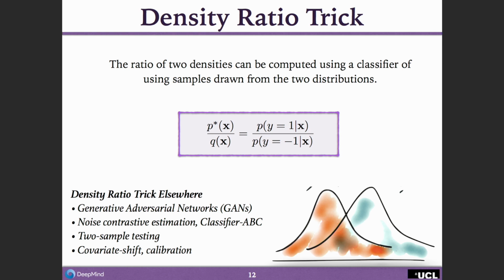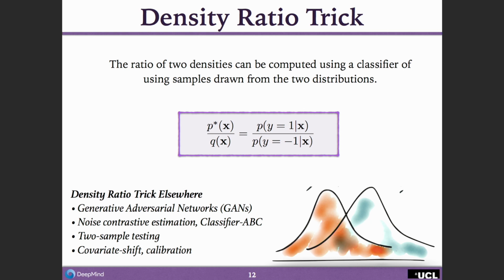And the trick simply says that if you want to know the ratio, you can just build a classifier which will classify samples from the distribution P star versus samples from the distribution Q star. And if you can build this classifier, then that classifier has all the information that you need to compute the ratio of P divided by Q. And in fact, you just need to do this ratio of the probability of coming from class P to 1 minus P, so not coming from class P. We'll do the derivation in the next line.